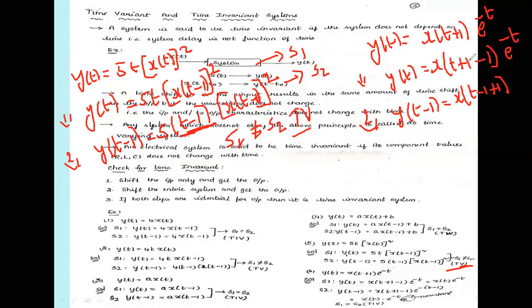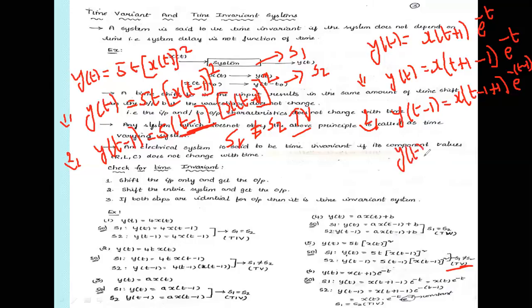Previously I was shifting t plus 1 minus 1. Now it is t minus 1. We are replacing t as t minus 1 plus 1. Both are the same, but here the exponential is multiplied, e power minus of t minus 1. Now these two are not the same. Taking y of t, here x of t plus 1 minus 1, and here also x of t plus 1 minus 1, and it becomes x of t into e power minus t.